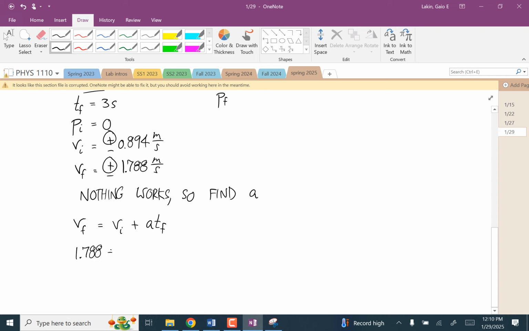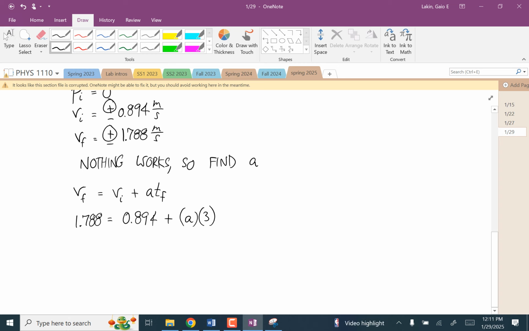1.788 is equal to 0.894 plus A times 3. And if you subtract 0.894 from both sides, you get 1.78. Nope, I'm subtracting. So you get 0.894 is equal to 3A. And so A is equal to 0.298 meters per second squared.